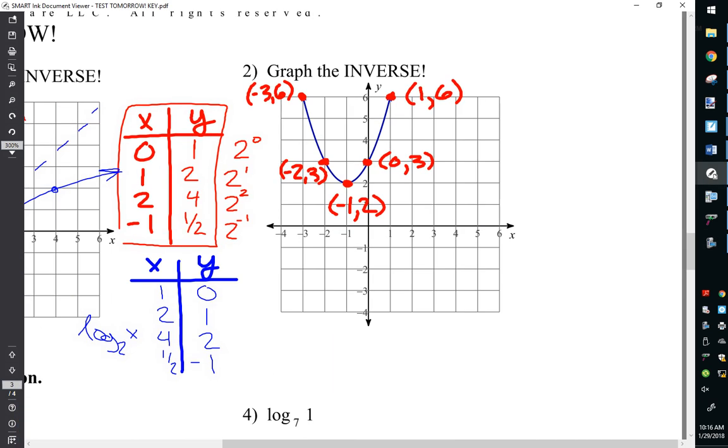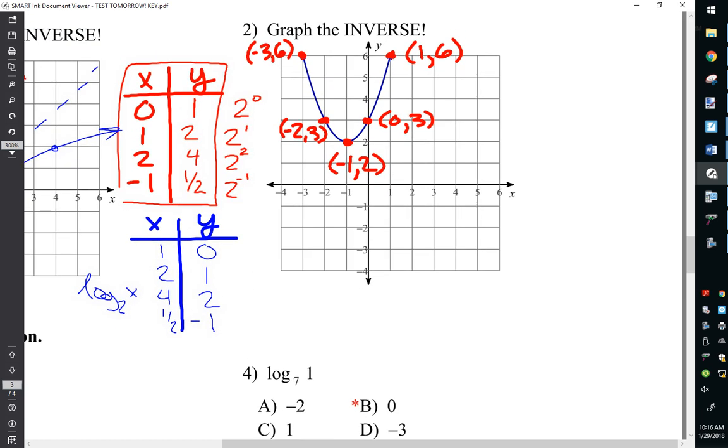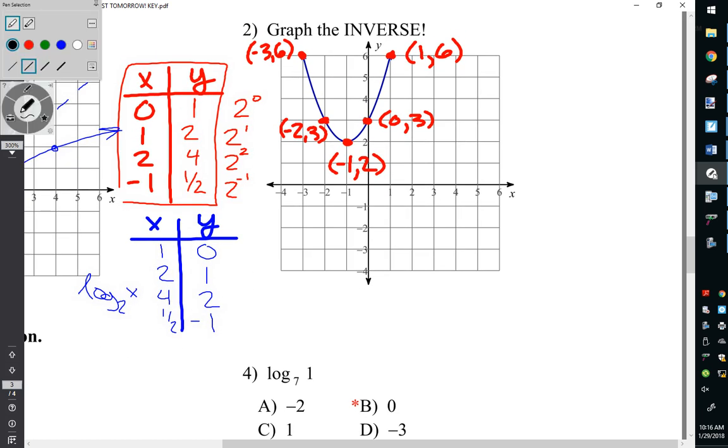On number 2, they gave you a parabola. I went ahead and wrote down the ordered pairs. Once you've written down the ordered pairs, it's just a matter of flipping them. So if I've got negative 1, 2, the inverse of that's going to be 2, negative 1.